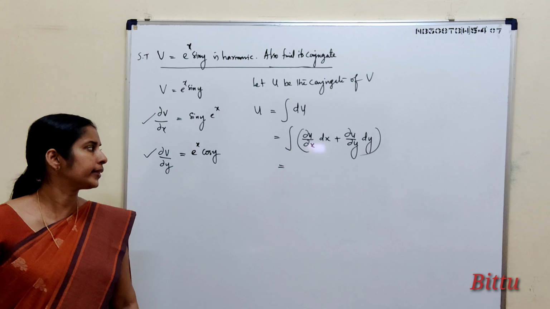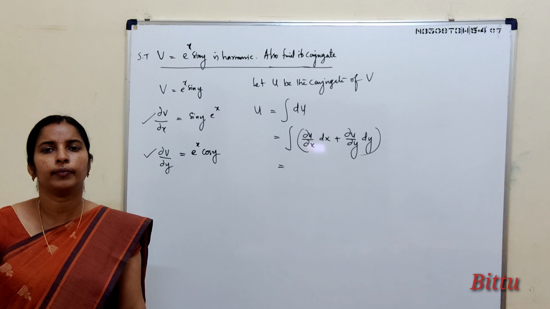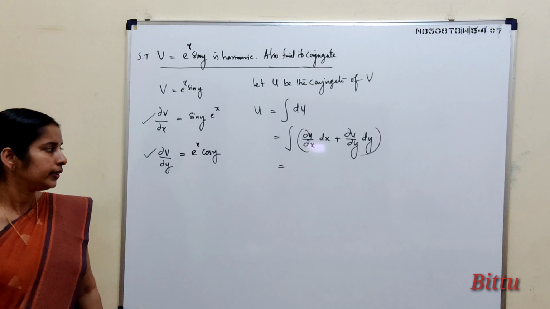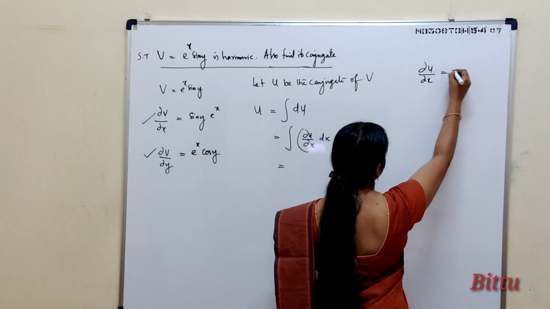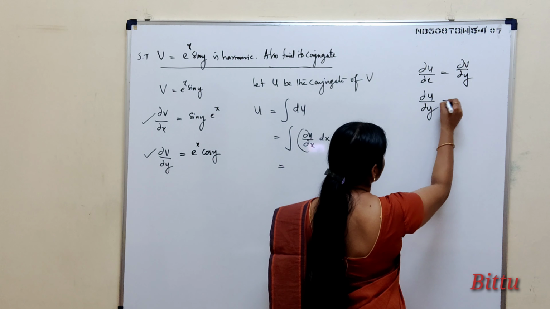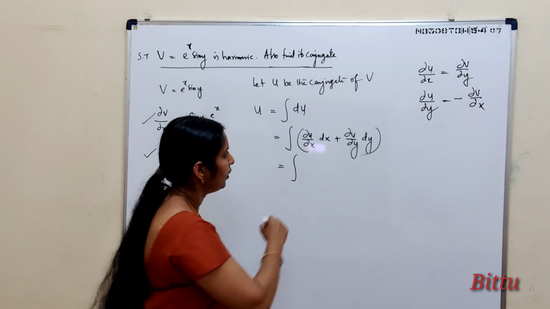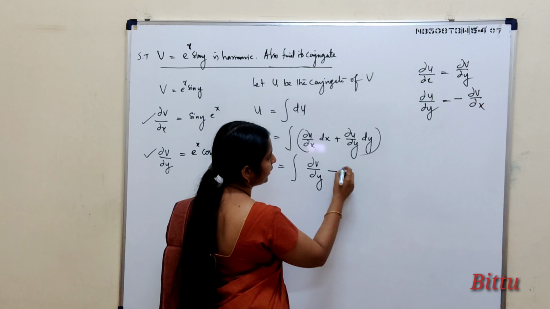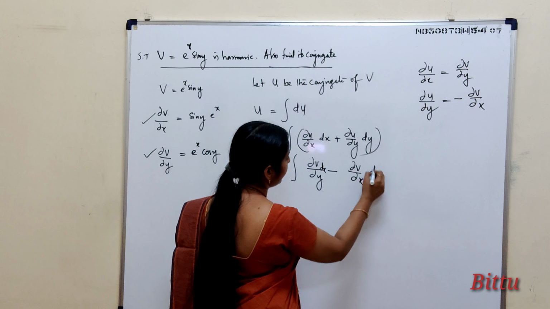So we have to replace these partial derivatives in terms of the other two partial derivatives. How can we replace ∂u/∂x and ∂u/∂y in terms of ∂v/∂x and ∂v/∂y? For that we have to apply Cauchy-Riemann equations. Our Cauchy-Riemann equations are ∂u/∂x equal to ∂v/∂y and ∂u/∂y is minus ∂v/∂x. So integral ∂u/∂x is ∂v/∂y minus ∂v/∂x into dx and dy.